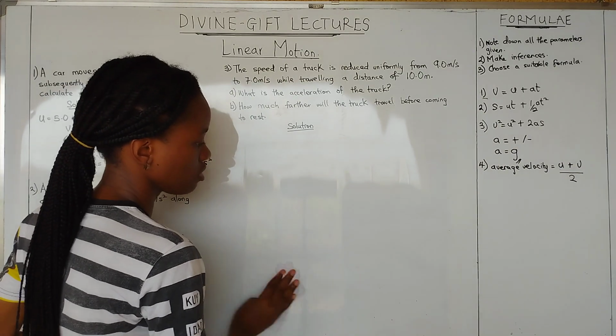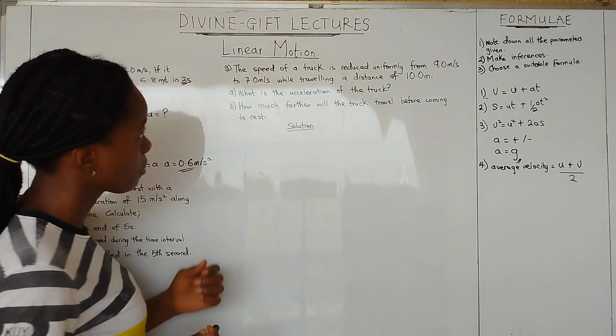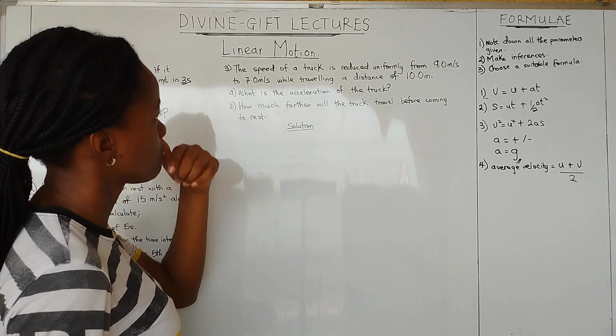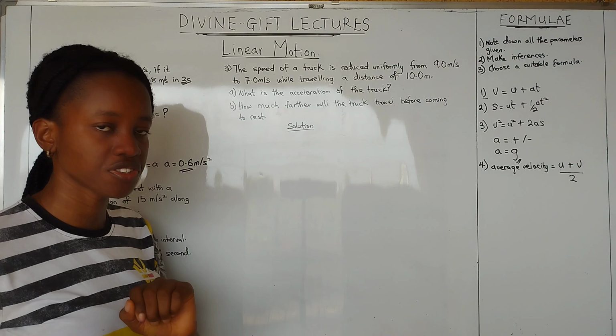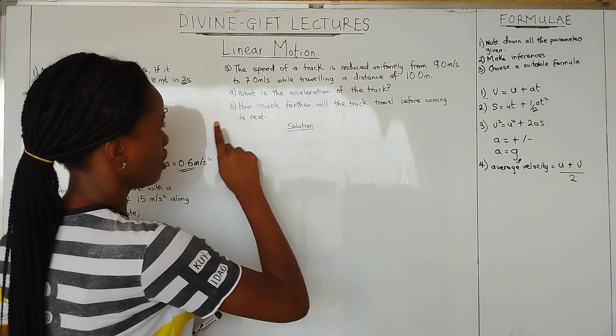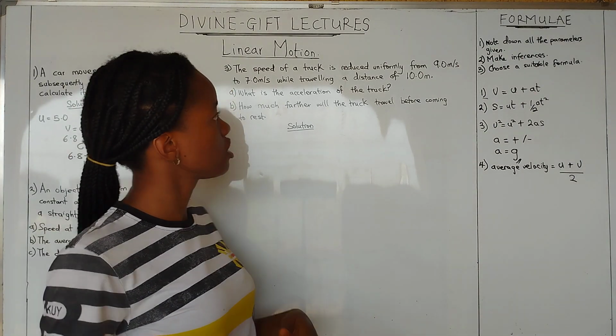Now we are going to quickly go back to the next question, which is number 3. And it says the speed of a truck is reduced uniformly from 9 meters per second to 7 meters per second while traveling a distance of 10.0 meters. A, what is the acceleration of the truck? B, how much further will the truck travel before coming to rest? We are going to use the 3-step process.